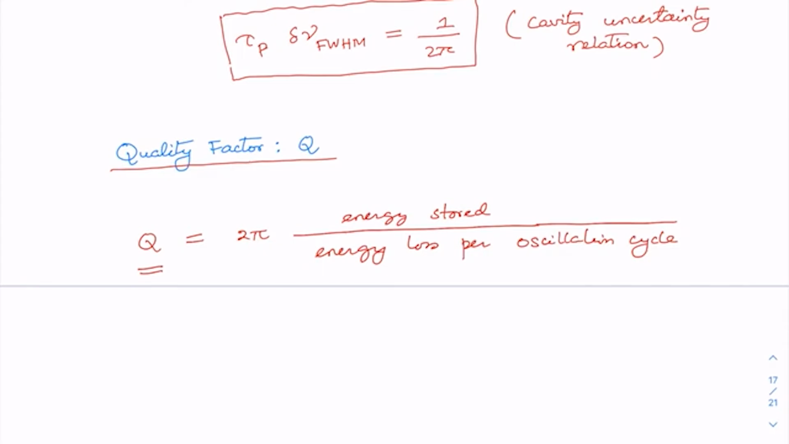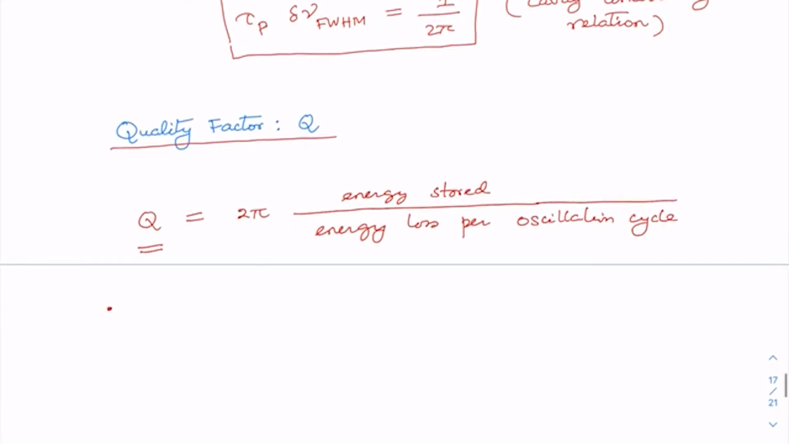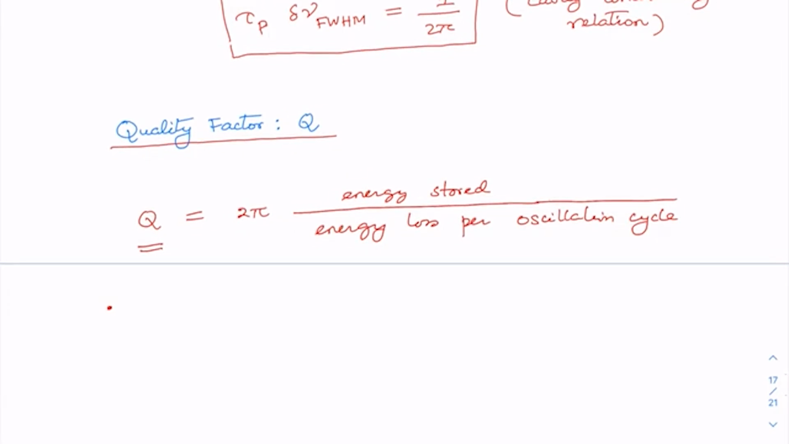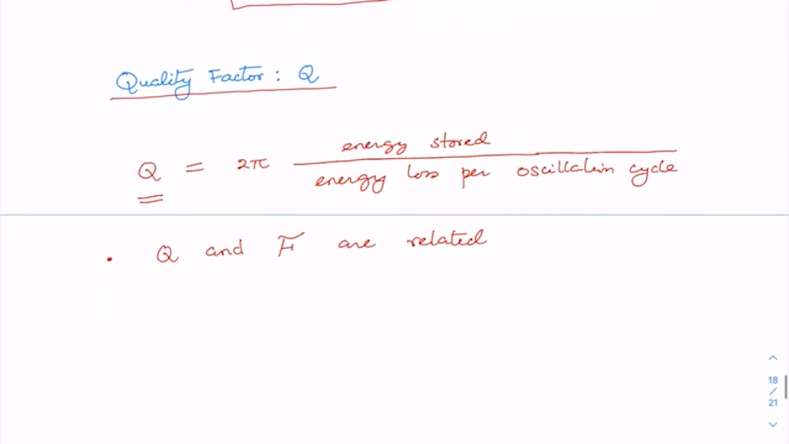In fact, finesse also has the same meaning. The higher the finesse, the higher the number of oscillations of the photon before it leaks away from the cavity. And we'll see shortly that quality factor Q and finesse are related. In fact, they are actually the same thing, but we'll see the relation between them very soon.